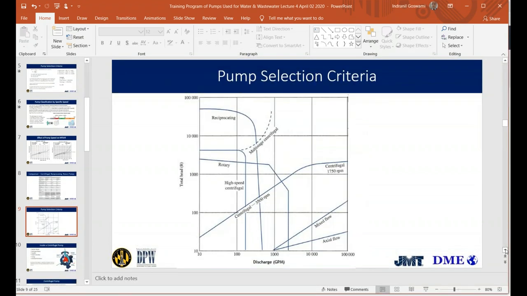Somewhat based on that data is a graphical plot of head versus discharge and the various types of pumps that are appropriate for different regimes of head and discharge. You can see here reciprocating is in the low discharge but high head region of the curve, whereas centrifugal is more high discharge, low to medium head domain.